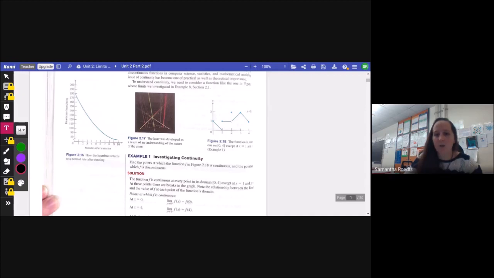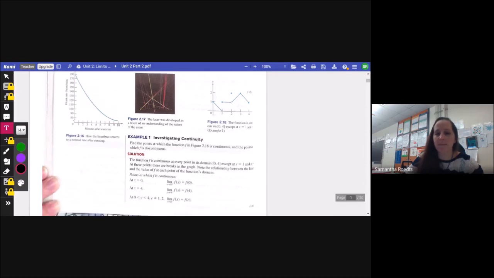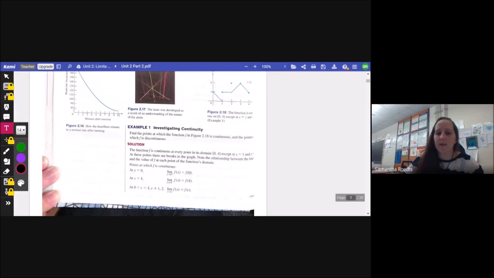Except where x equals 1, because there's an open circle there. At those points, there are breaks in the graph. We can note the relationship between the limit and the value of f at each point of the function's domain. At points at which f is continuous, so x is 0, it's continuous. The limit as x approaches 0 from the right of f of x equals f of 0.